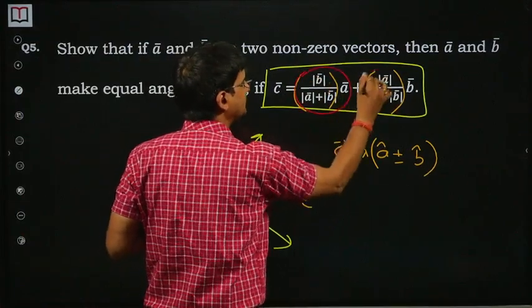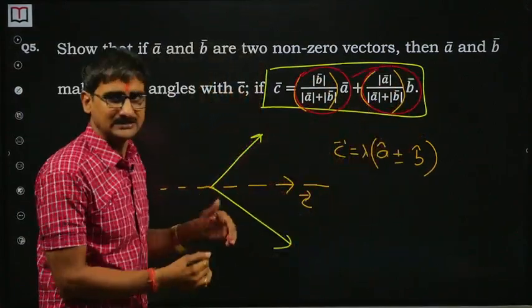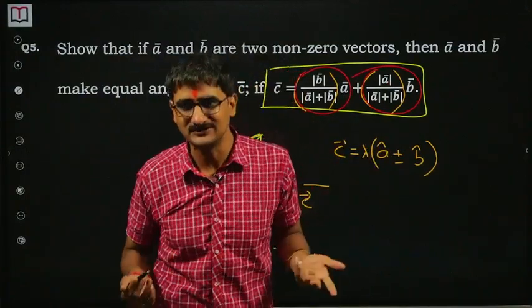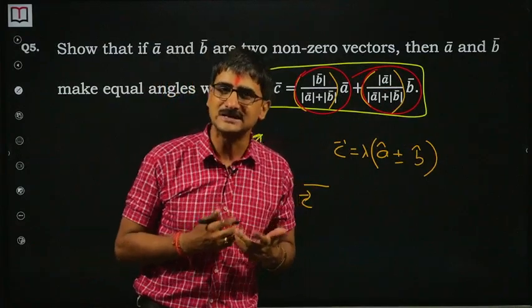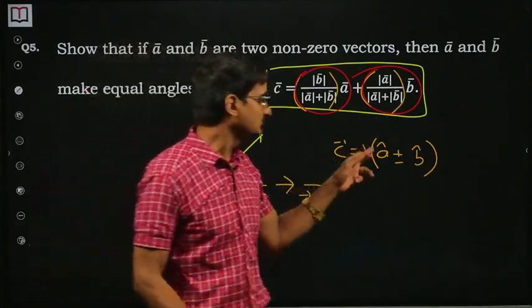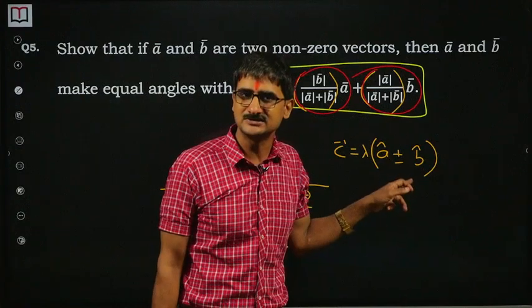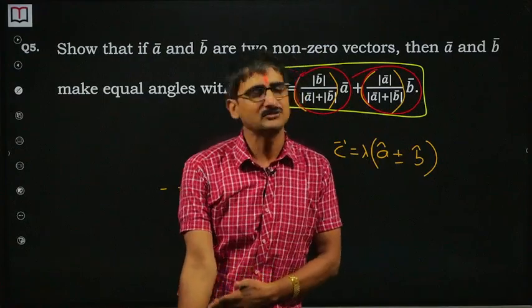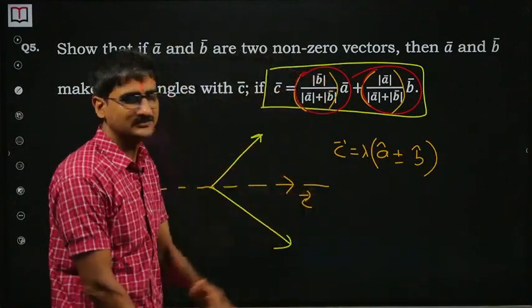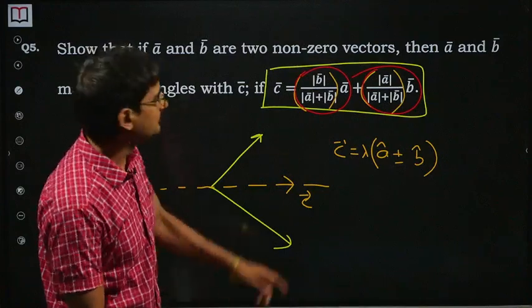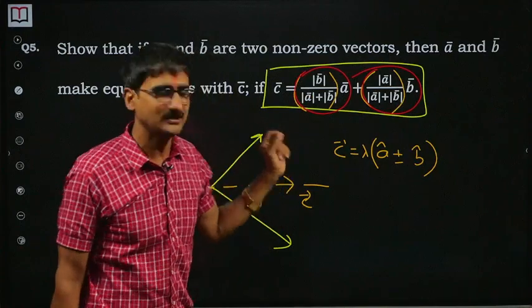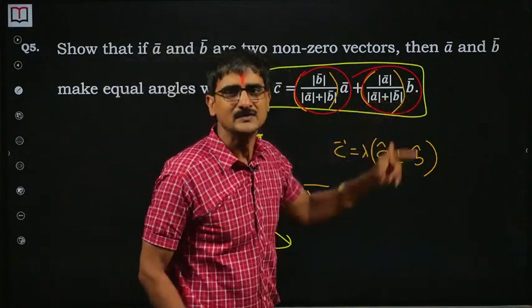So we can't fix a vector here. See, that's what it means. A cap means unit vector, B cap means unit vector, both are multiplied with the same lambda. So that means the scalar coefficients are such that lambda A cap and lambda B cap both have the same modulus. The same thing is here. If you try to find the modulus of this one, you will get the same vector here and the same modulus here.